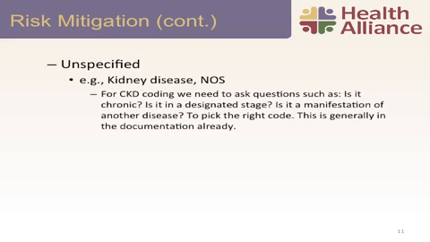Oftentimes we see problem lists where there are 4 different types of kidney disease coded for a patient, and all of the notes have shown that it's stage 3 the whole time.